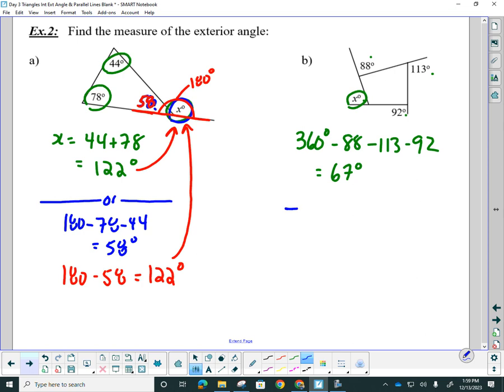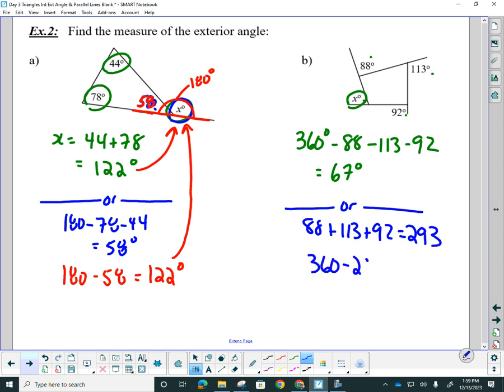Or, again, I can add up the ones I know, so 88 plus 113 plus 92, that's going to add up to 293. And I know all of the exterior angles add up to 360, so if I subtract the 293, I get 67, which is the same as the answer that I had there. And so that's just using one of the new properties that we learned about exterior angles adding up to 360.